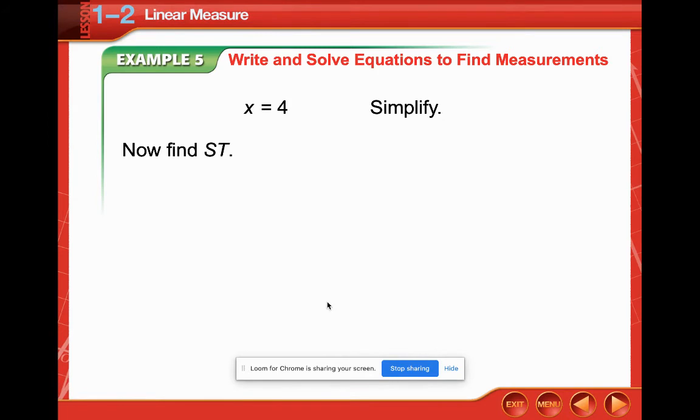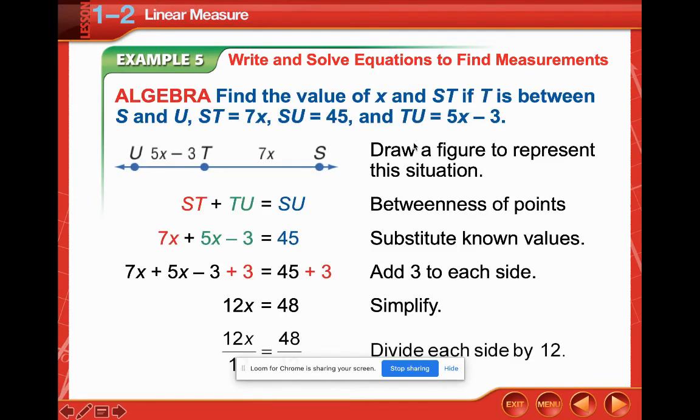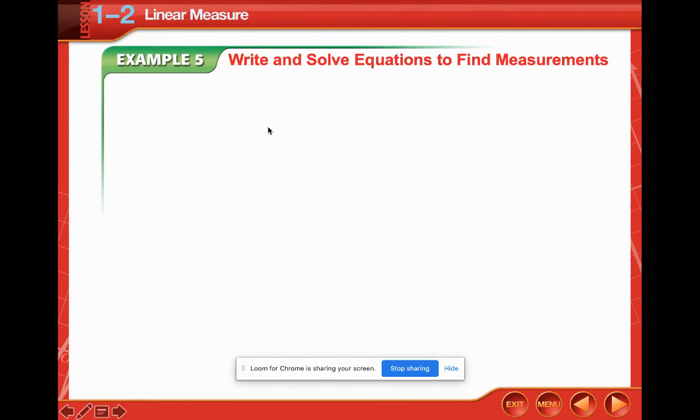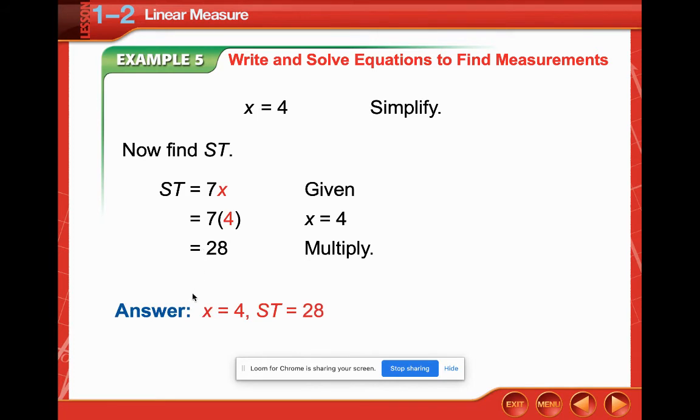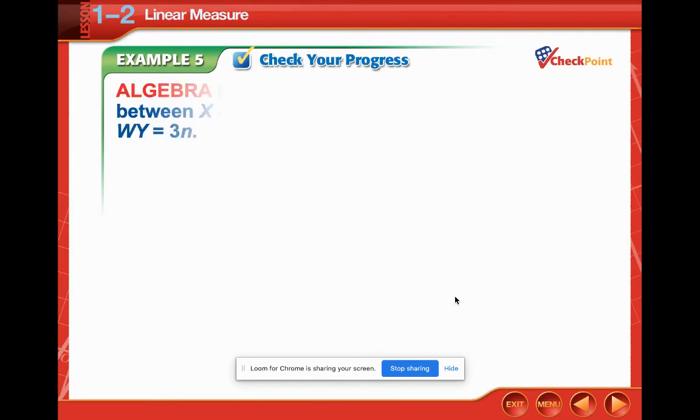Now find ST. Yeah, you're not done by just finding x. I don't know if you guys saw this. So just find the value of x and ST. So we know ST is 7x. We know x is 4. Whenever there's a number next to a variable with no sign or anything, it means multiplication, just as a quick reminder. So 7 times x is the same thing as 7 times 4, and that's going to be 28. But let's just double check. 7x, 7 times 4, 28. All right, x equals 4, ST equals 28. All right, tough one there.